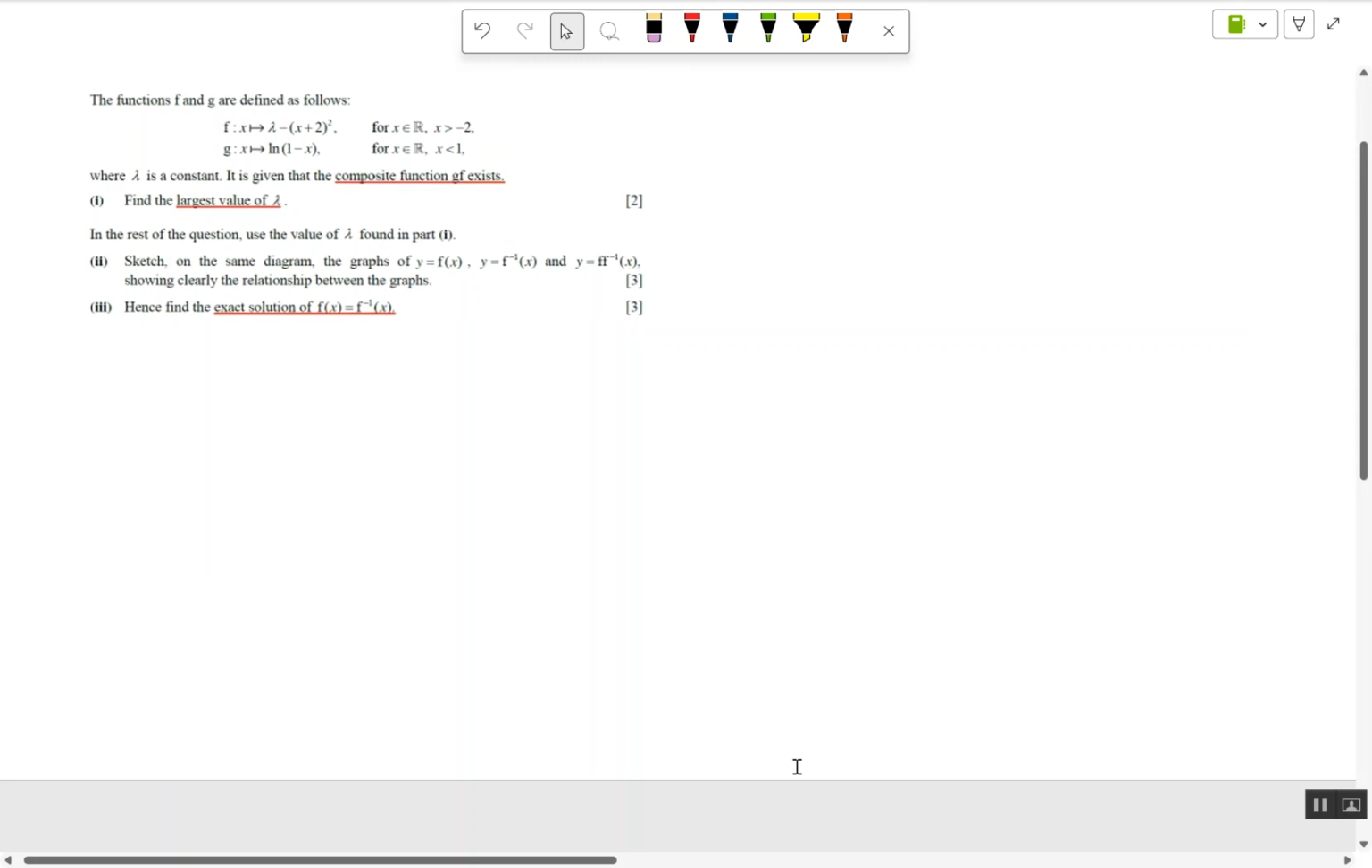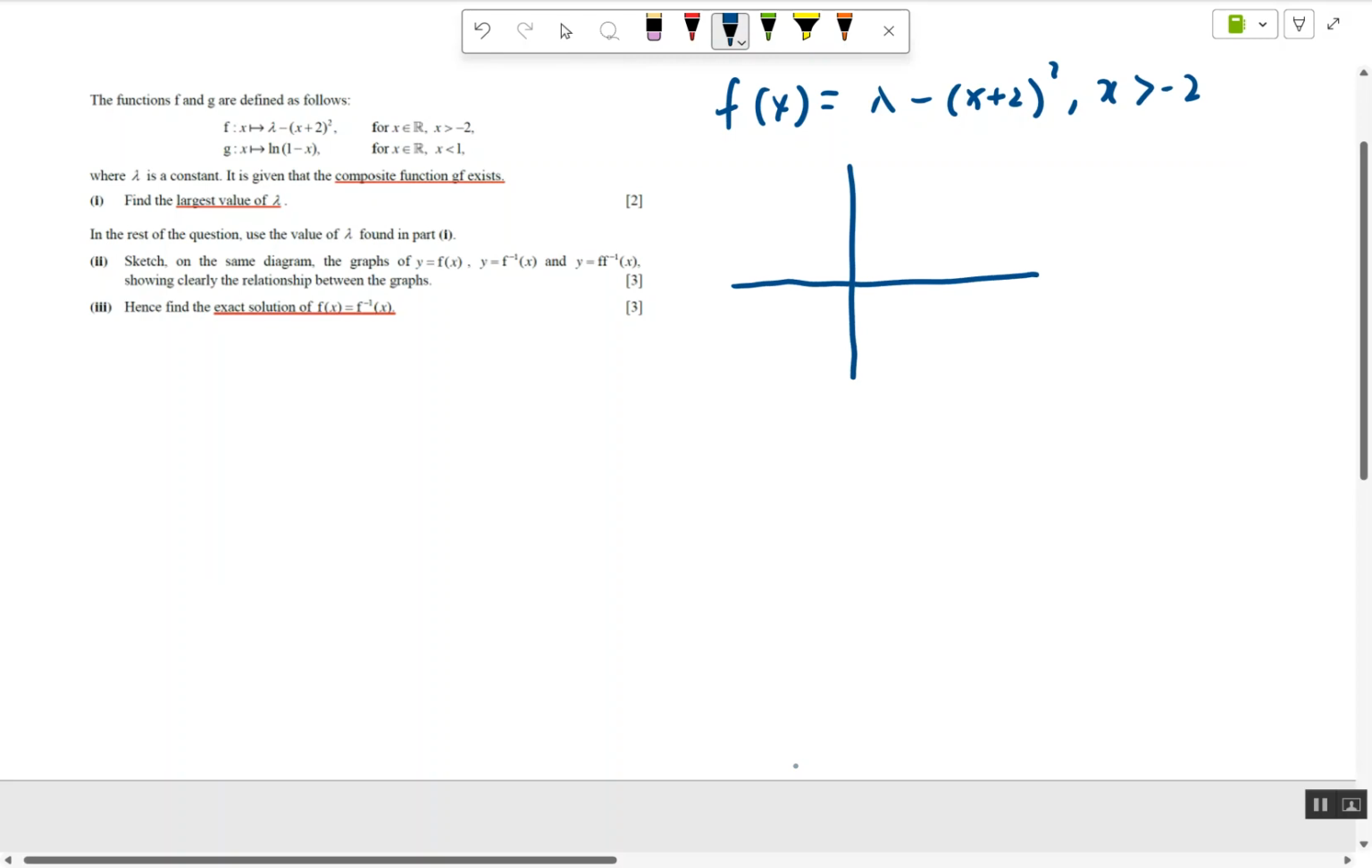To understand how to do this question, firstly, we have two functions. One is f(x) equals lambda minus (x plus 2) squared, and the domain is x greater than negative 2. So first you have to understand, this is an n-shaped quadratic where the maximum point is at x equals negative 2.